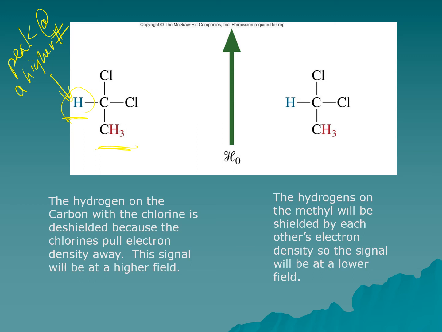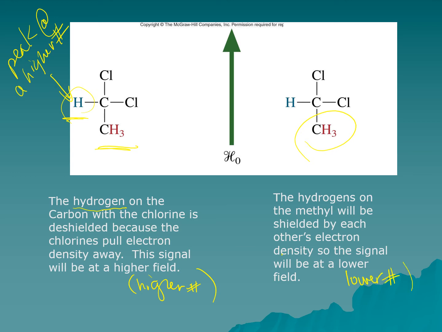Okay, so the hydrogen on the carbon with the chlorine is deshielded because the chlorines are pulling electrons away. And so the signal will be at a higher shift, which means a higher number. The hydrogens on the methyl will be shielded by each other's electrons, so that peak would show up at a lower number.